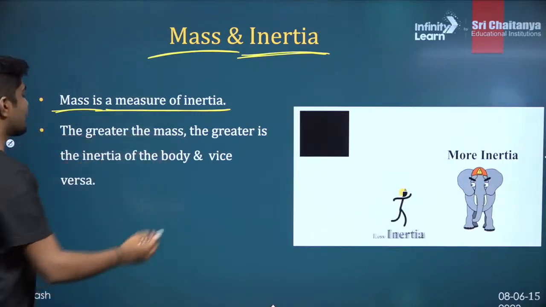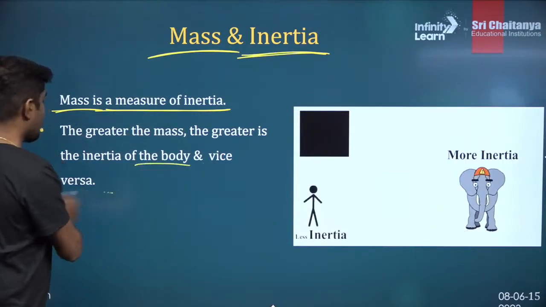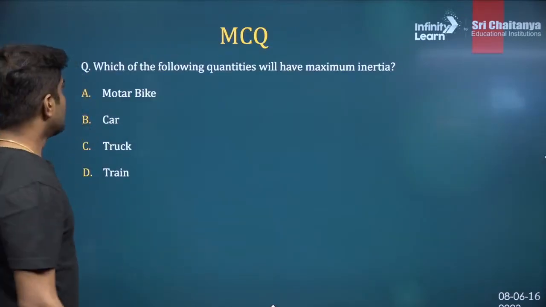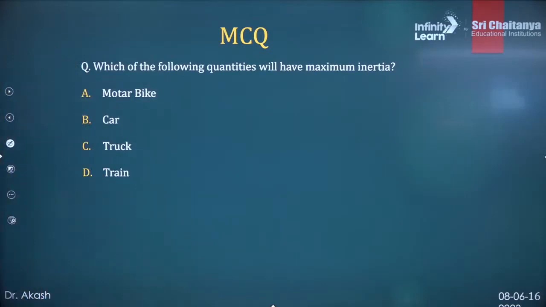Greater the mass, greater is the inertia of the body, and vice versa. Less the mass, less would be the inertia. Now solve this question.